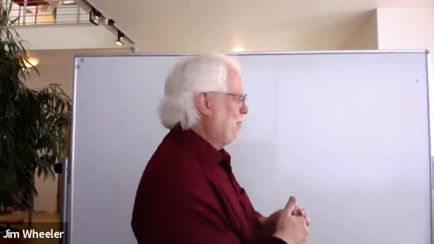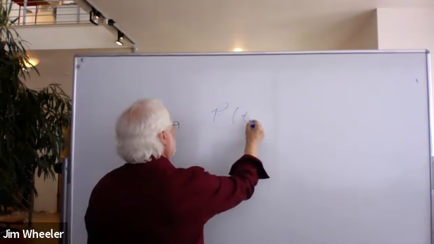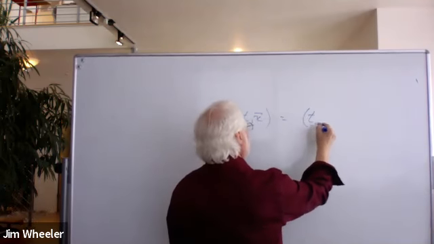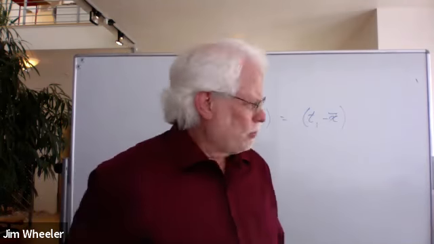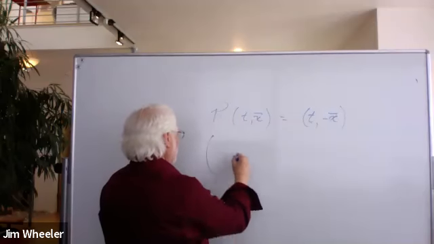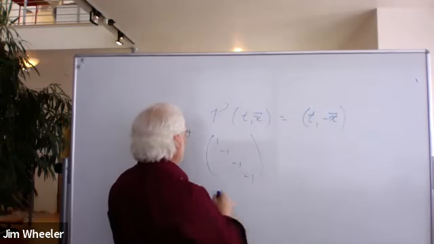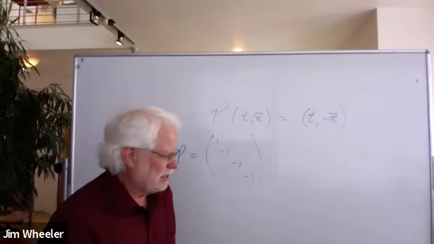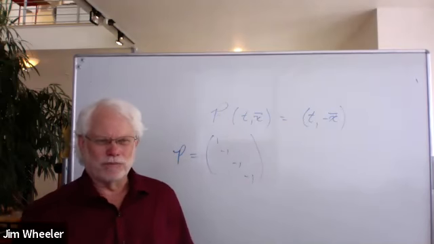Okay, so what are these transformations? Parity is the usual parity transformation that you're familiar with. It just inverts the spatial coordinates. So we can write this as 1, minus 1, minus 1, minus 1, if we want to write it as a matrix. So like energy and momentum, the momentum goes to minus the momentum.